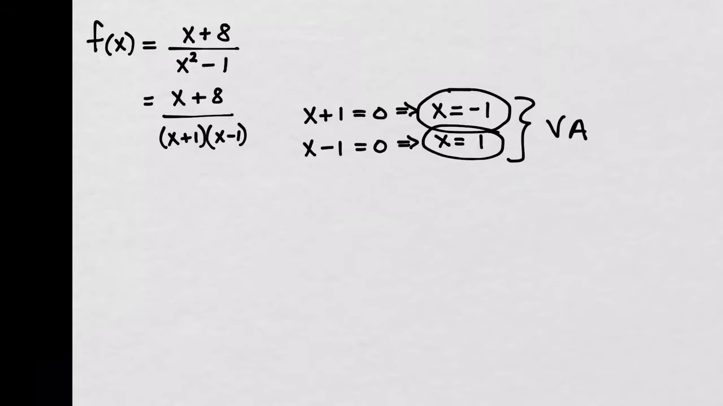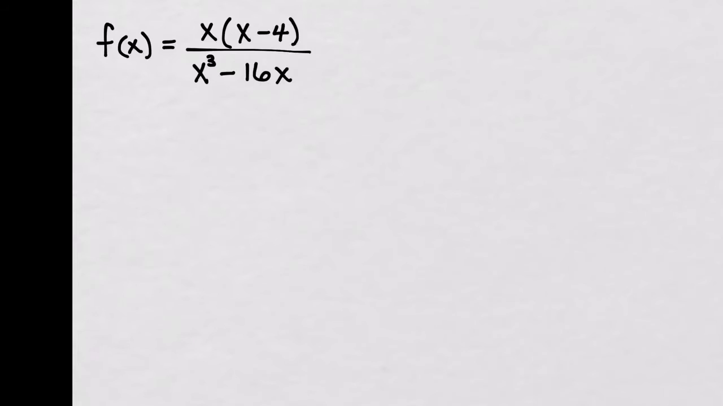So we don't have any holes because there wasn't any factor that we could cancel, and that's what's called a removable discontinuity, as opposed to the ones that we have, which are non-removable because you can't cancel. Now let's take a look at number 10.